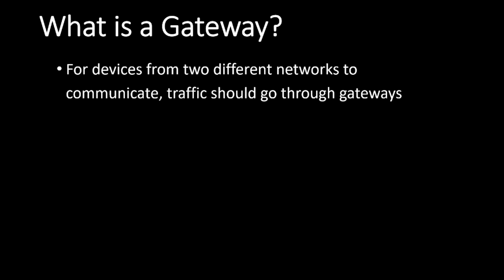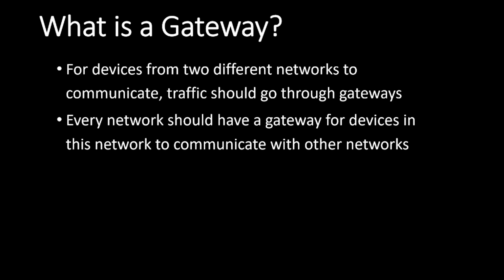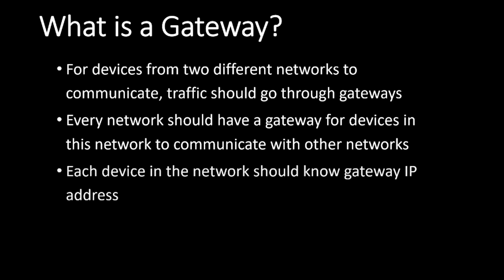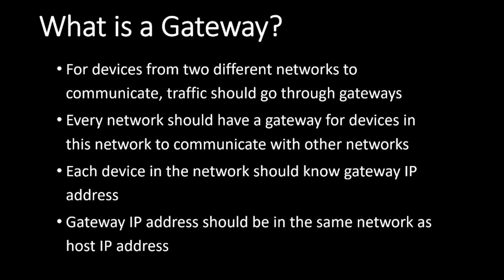So what is a gateway? For two devices in two different networks to communicate, the traffic must go through a gateway. Every network should have a gateway for devices in this network to communicate with devices in other networks, and each device in the network should know the gateway IP address to be able to communicate with devices in other networks. And this gateway IP address should be in the same network as the host IP address for the host to be able to communicate with this gateway.